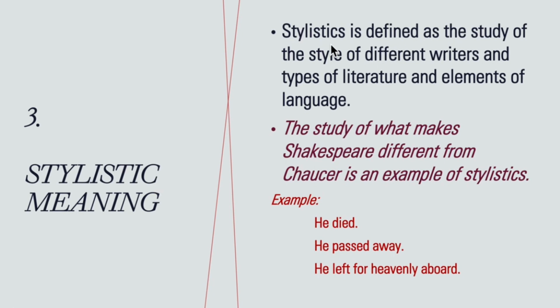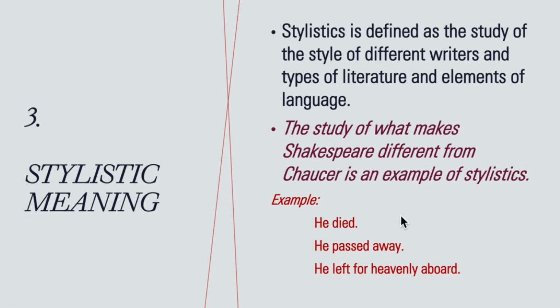Stylistic meaning. Stylistics is defined as the study of the style of different writers and types of literature and elements of language. The study of what makes Shakespeare different from Chaucer is an example of stylistics. Example: he died, he passed away, he left for heavenly abode. In fact, a stylistic meaning refers to the way you write. It refers to the manner of writing. It refers to your way of expression, a style of writing. And different writers have different styles.